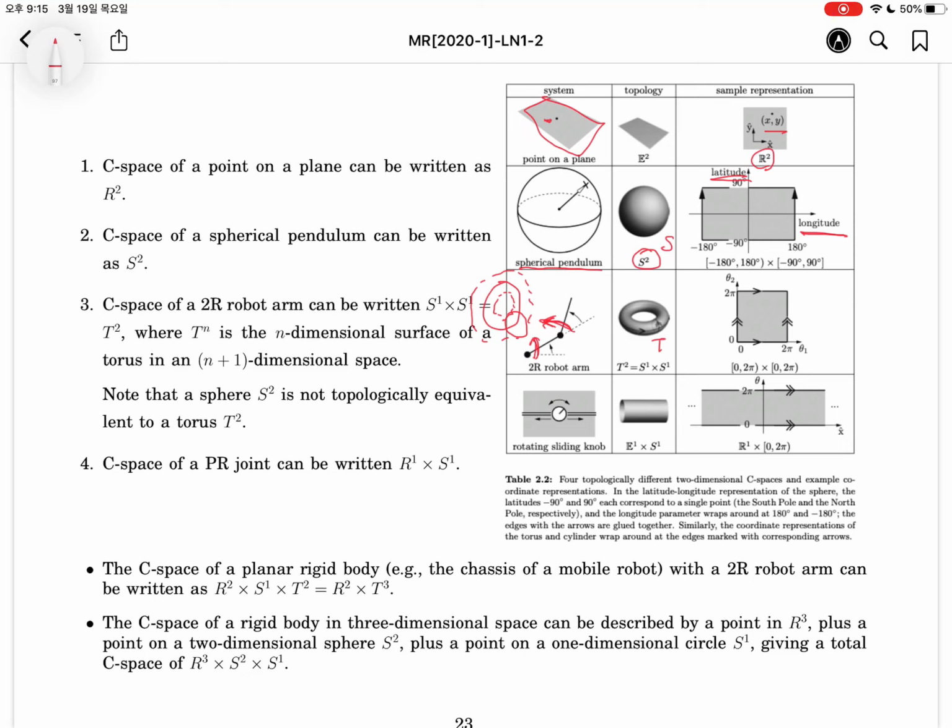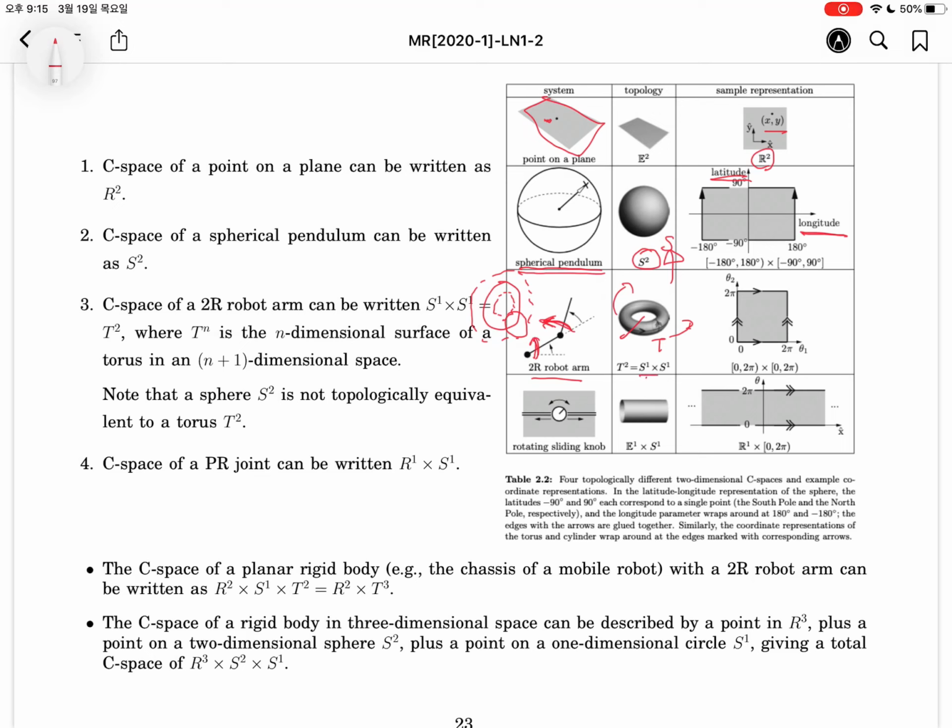Okay, let's check the topological equivalence between both. Let's consider the torus and the sphere. If we don't cut here, then extend and make the circle, then growing, we cannot make a sphere. It means both are not topologically equivalent to each other. Is it right? The 2R system and the spherical pendulum do not show any equivalency from the viewpoint of topology.